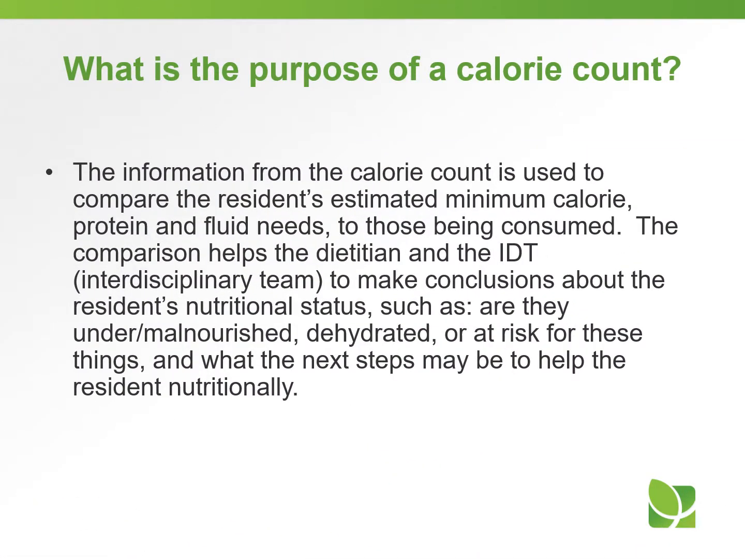What is the purpose of a calorie count? The information from the calorie count is used to compare the resident's estimated minimum calorie, protein, and fluid needs to those that are being consumed. The comparison helps the dietitian and the interdisciplinary team to make conclusions about the resident's nutritional status, such as are they under or malnourished, dehydrated, or at risk for these things, and what the next steps may be to help the resident nutritionally.